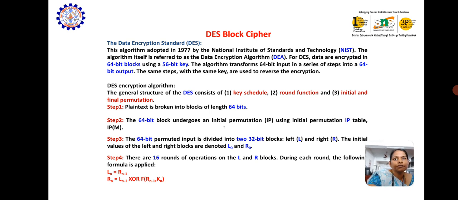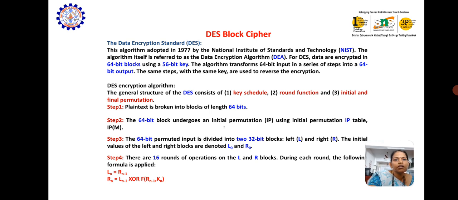Next is the key transformation, which is said to be the key schedule. Here the initial 64 bits of the key are transformed into 56 bits by discarding every 8th bit of the initial key, so a 56-bit key is available. From this 56-bit key, a different 48-bit subkey is generated during each round using a process called the key schedule or key transformation.